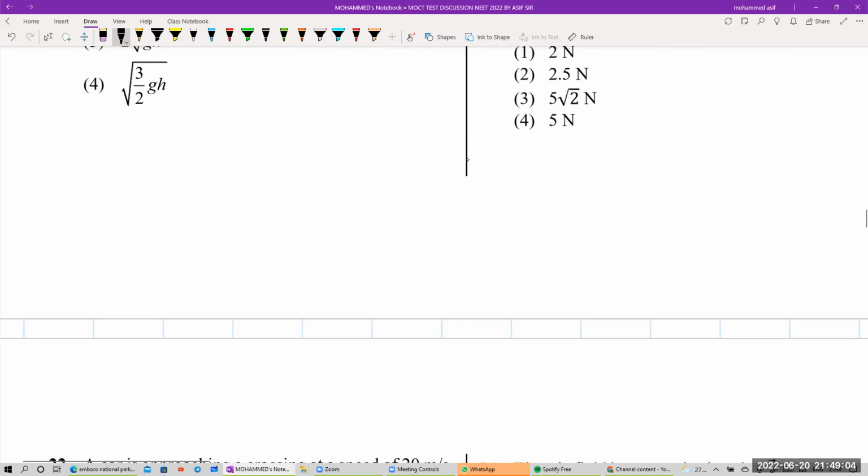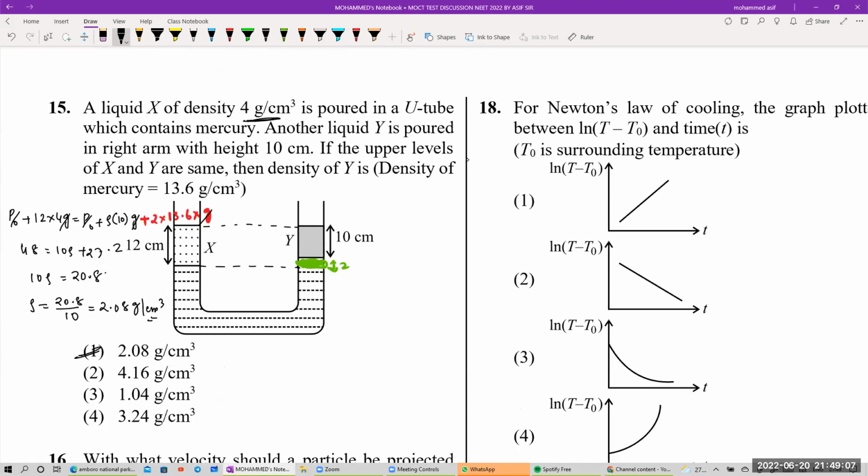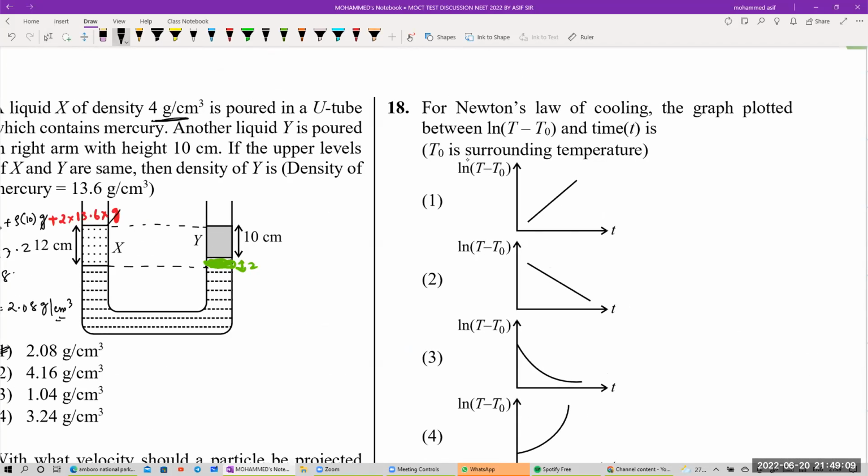चलिए 17 is over. Question number 18, Newton's laws of cooling. Wow, the good question again. We need to apply it with respect to the graph. For the Newton's laws of cooling, the graph plotted between ln of t minus t naught and time t will be equal to how much? Ln of t minus of t naught is equals to minus of some constant k into t plus c, ये equation होता है Newton's laws of cooling का. So obviously it will be a straight line with a negative slope, isn't it? Minus of k, so it will be equal to 2. Second option answer होना चाहिए इसका.